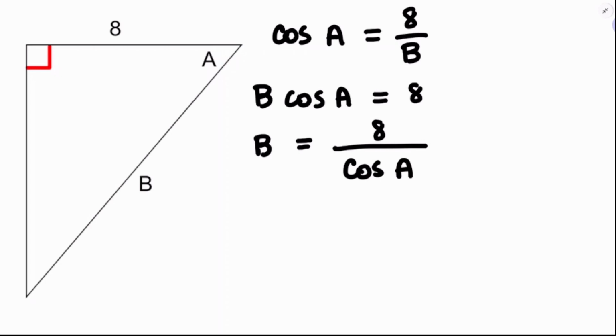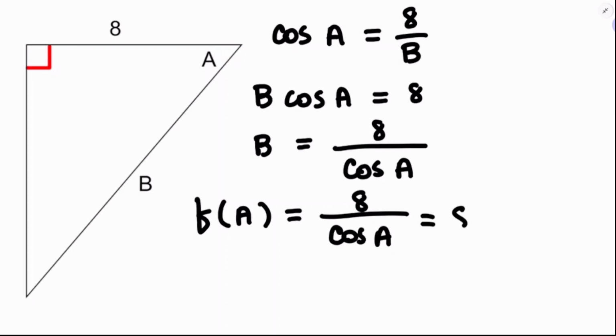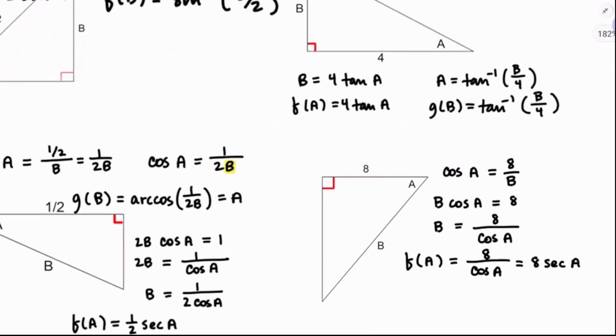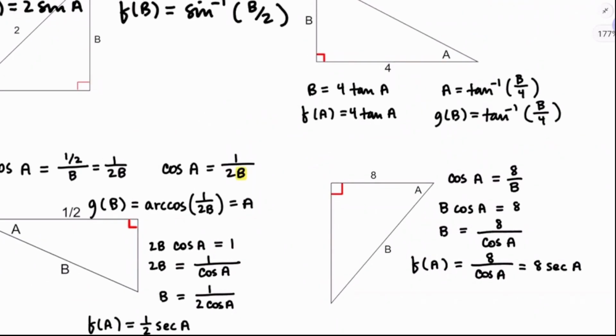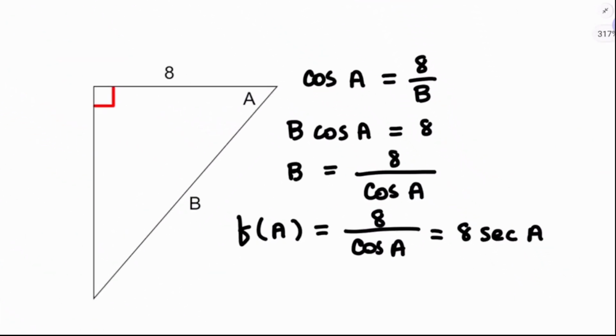So that's giving me a formula for A, that's F. Or, pardon me, it gives me a formula for B as a function of A. I said that wrong a couple of times. That's 8 over cosine of A. We could also say that's 8 times the secant of A. Let me make sure that other one was also supposed to be a cosine. Yep, adjacent and hypotenuse. Okay, that's fine.